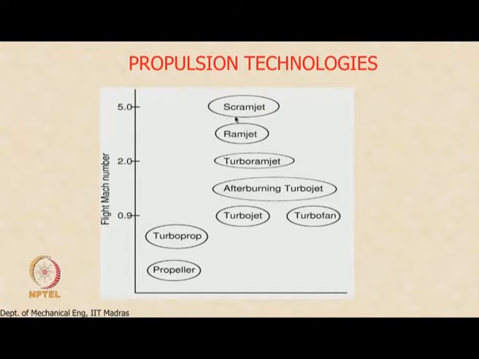Now, the scramjet operates at even higher Mach numbers. Here, with the ramjet, we are talking about flight Mach numbers of about 3 or so. Scramjet usually operates at flight Mach numbers of 5 or even above. I have just qualitatively indicated 5, but we are talking about 5, 6 or even 7.5 and so on. That is the Mach number for this, and this is a very difficult technology to accomplish. Even to this day, it proves to be a challenge.